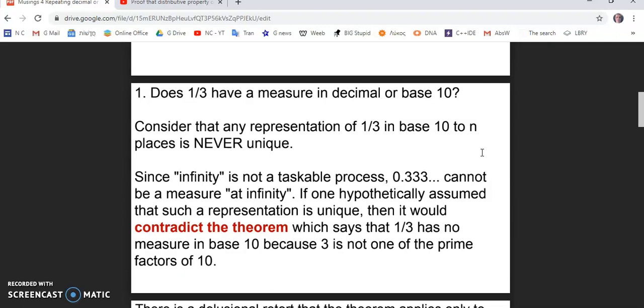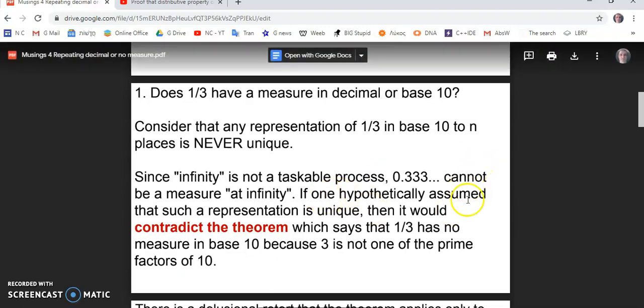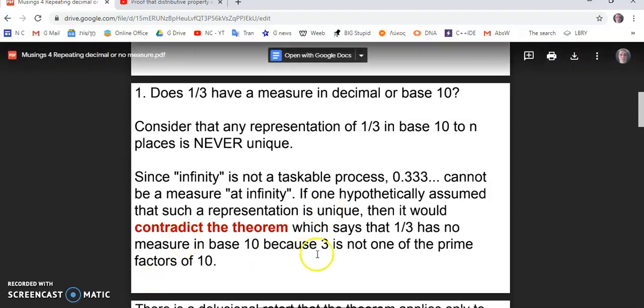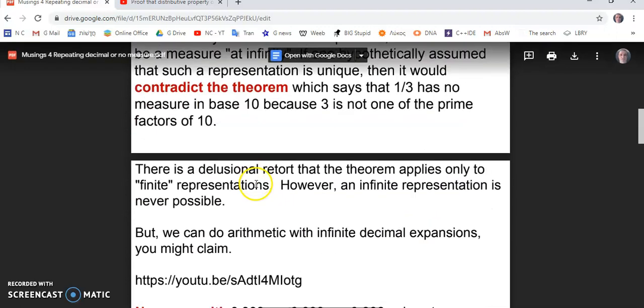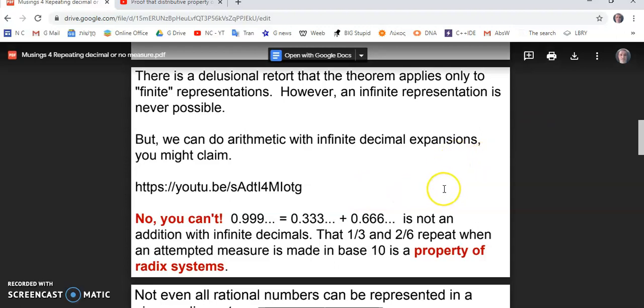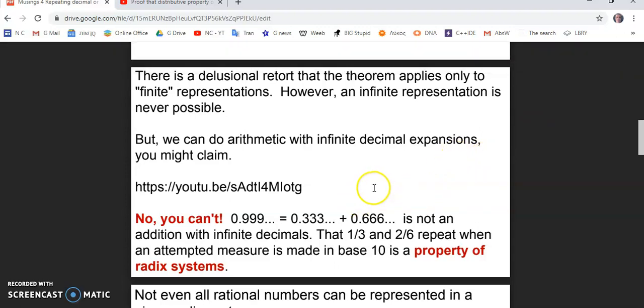All right, so if one could hypothetically assume that such a representation is unique, then it would contradict the theorem. By the way, you know why we call theorems theorems? Because they're true, right? So if you say 0.333 followed by an ellipsis is a representation, you're saying that 1/3 has a measure in base 10. Because that's what we do when we convert numbers into decimals. Do you get it? So the theorem says that a third cannot be represented because 3 is not one of the prime factors of 10. What are the prime factors of 10? 2 and? Any guesses? That's right, 5.